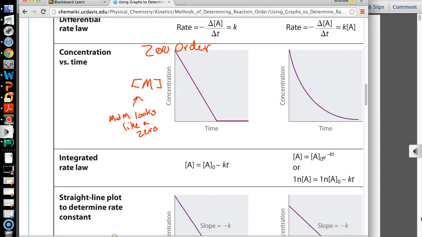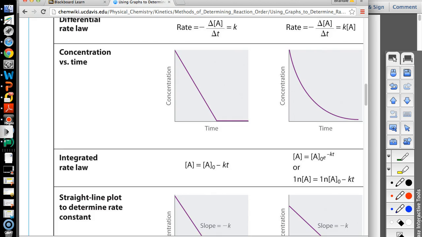How does it make you feel? If you saw a graph and it had in brackets an M, or a molarity, like 0.02 was a molarity, and it had that graph by time, could you say, okay, that's a zero order reaction? That's all you have to be able to do for this part. So, there's that.